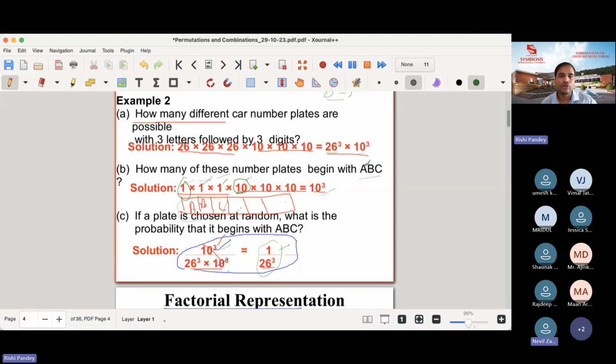You can take like 0, 1, 2, 3, any number. But here only A, no other alphabet. So only one can occupy this place, but any of the 10 can occupy this one. Similarly, all these three. The formula for probability is favorable upon total, and if the total is cancelable, we can cancel. But probability is a different thing, not in our course.